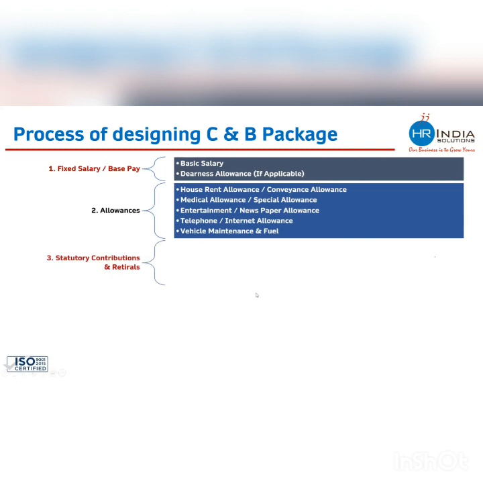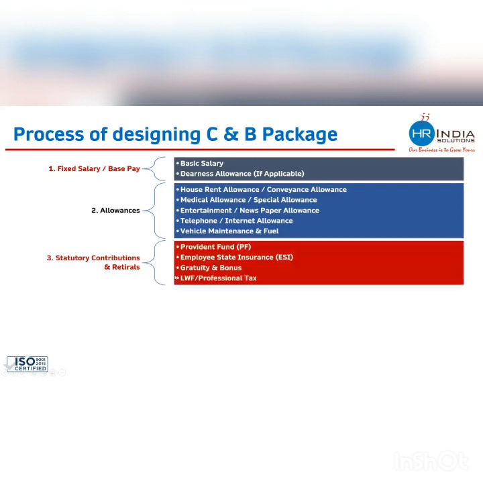Once you have decided the earning area, the third step is to calculate and decide the statutory contributions and the retirals for the employee. That includes provident fund, if the person is eligible for that, employee state insurance, which we also know as ESI, gratuity and bonus, labor welfare fund, and professional tax. This depends upon applicability. If the LWF or the professional tax is applicable in your state, you need to consider that also. This is the third step: you need to calculate the statutory contribution and the retirals for that employee.